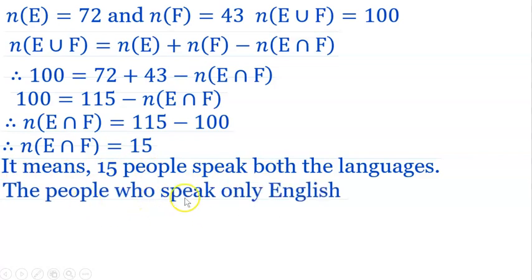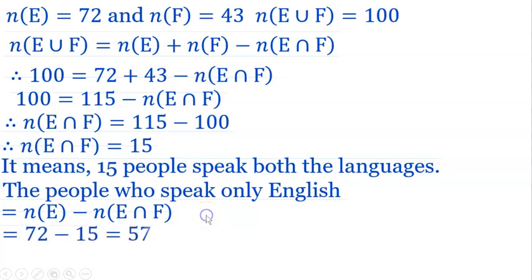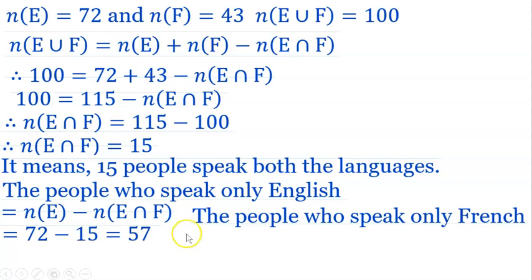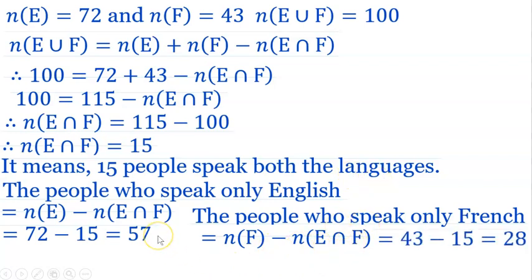The people who speak only English: English speakers were 72 and those who speak both were 15. Therefore, the people who speak only English is n of E minus n of E intersection F. Means what? 72 minus 15, that is equal to 57. Next, the people who speak only French, n of F minus n of E intersection F, that is 43 minus 15, then you will get 28.